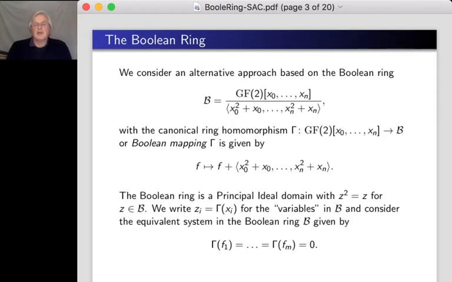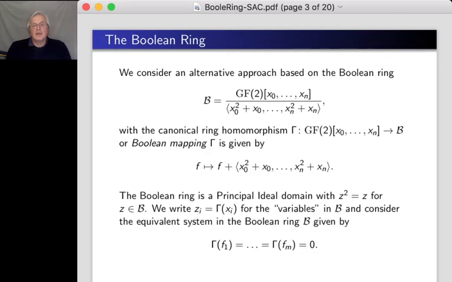So we're going to take a slightly different approach. We're going to use the field equations to define what we've termed the Boolean ring. So this is the quotient ring of the polynomials over GF2 in the n+1 variables x0 to xn, and we're going to quotient that out by the ideal generated by these field equations, x0 squared plus x0, x1 squared plus x1, and so on, all the way up to xn squared plus xn. So we're going to quotient out by that ideal, and we're going to get a quotient ring which we've termed the Boolean ring B, curly B.